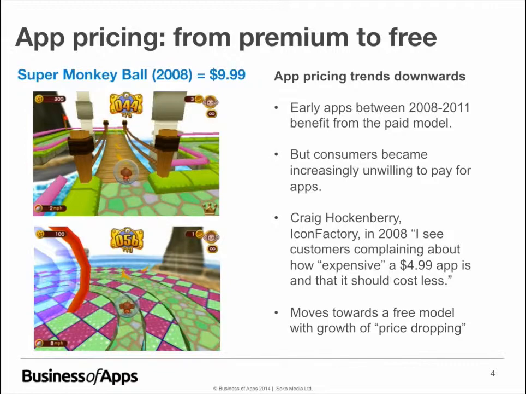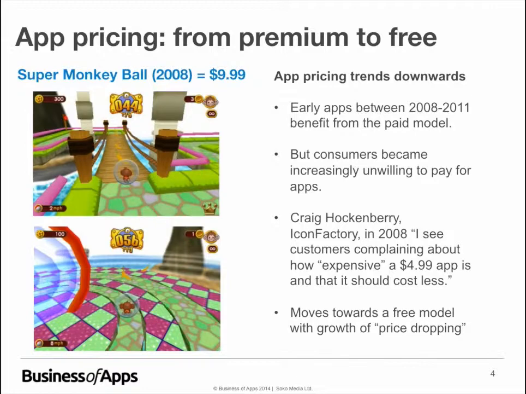Now, in the early days, of course, when people were first testing out the market, they tended to go towards this paid model, and they tended to sell software in the way that's always been traditionally sold, with a price tag. And this was particularly true of, say, one of the early games on the App Store, which was Super Monkey Ball in 2008, which retailed for $9.99 on the store. And between 2008 and 2011, these early apps really benefited from this paid model and were able to take advantage of the fact that consumers were willing to pay for apps. And there were some notable hits during this time, including Angry Birds and Temple Run, who managed to take advantage of that. But consumers became increasingly unwilling to pay for apps.